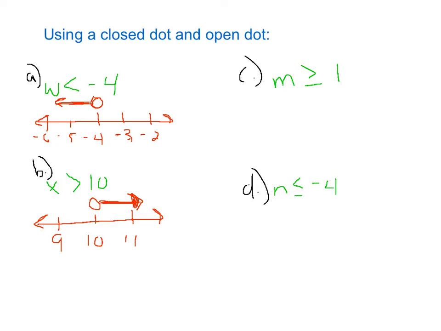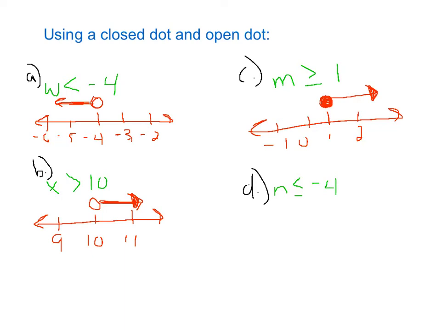In part C here, we've got m greater than or equal to 1. So we want to include 1 in this case because it's got the equal to piece. So we want to show that it's included, we want to use a closed dot. And then we want numbers greater than 1. Well, 2 is greater than 1, so we're going to shade to include that.